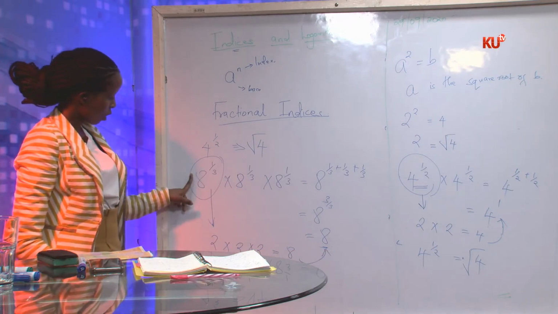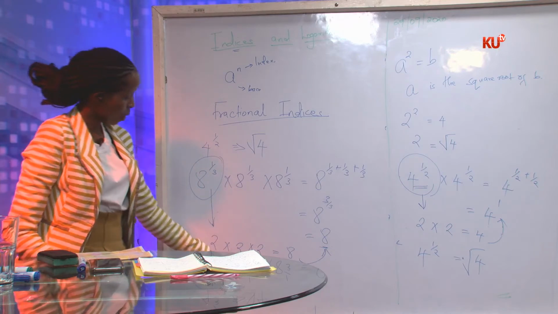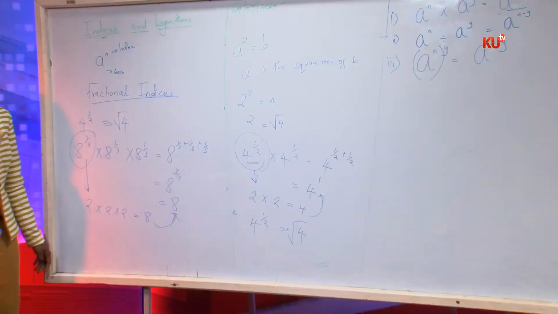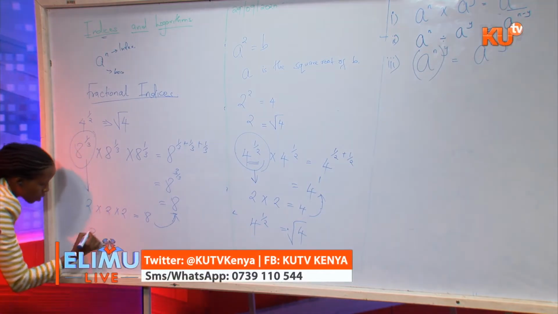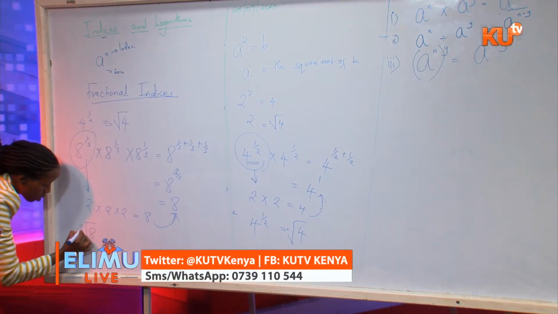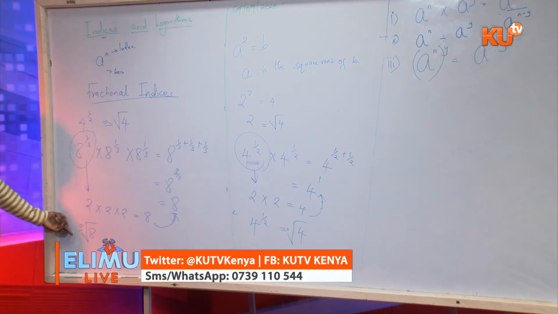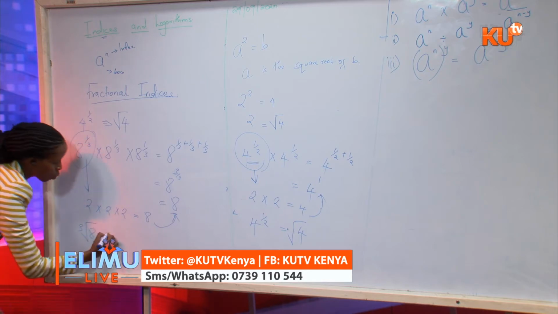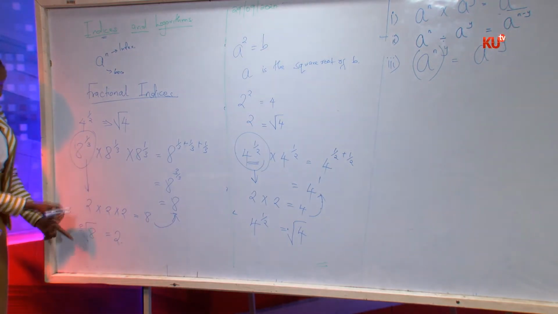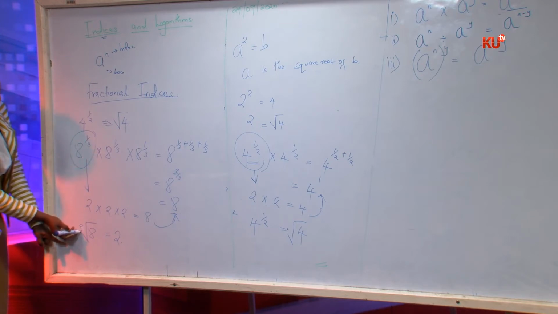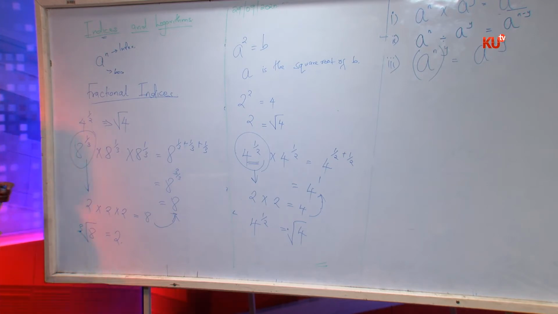That is why we are saying 8 raised to a third. And what does it simply mean? That if I have my 8, then it is the same as the cube root of 8. And the cube root of 8 is what? It is 2. Are you seeing my others? That is why I am having a cube root here.